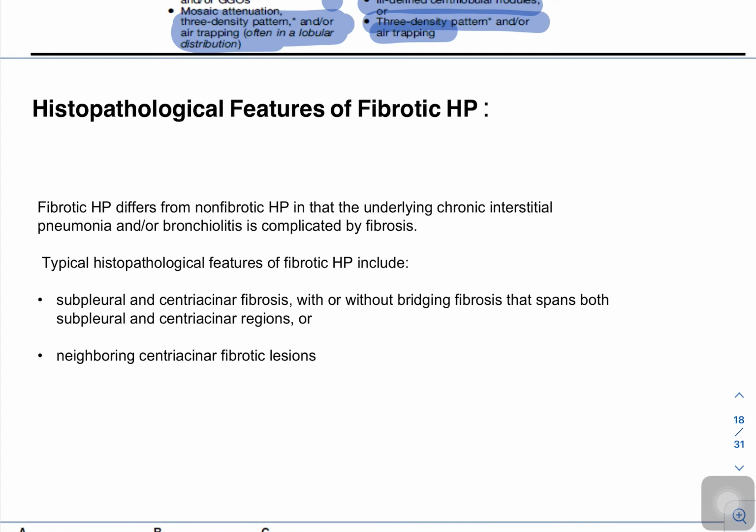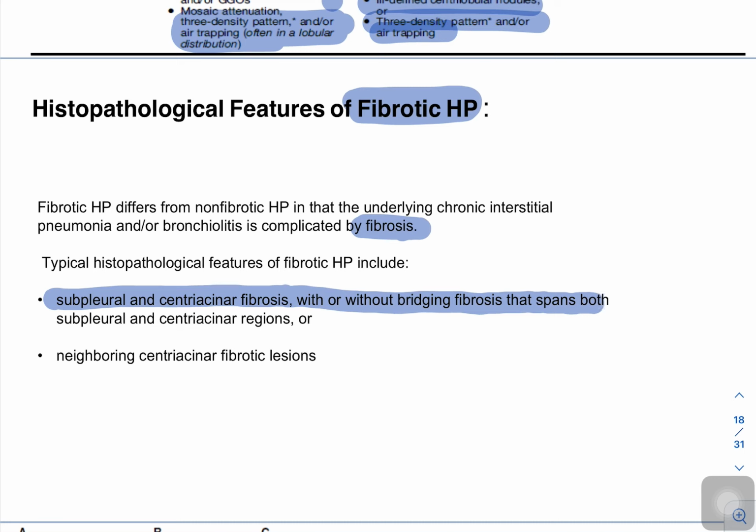Now coming towards the histopathological features of fibrotic HP. Fibrotic HP differs from non-fibrotic HP in that the underlying chronic interstitial pneumonia and bronchiolitis is complicated by fibrosis. Typical histopathological features of fibrotic HP include subpleural and centriacinar fibrosis with or without bridging fibrosis that spans both subpleural and centriacinar regions or neighboring centriacinar fibrotic lesions. So basically fibrosis.